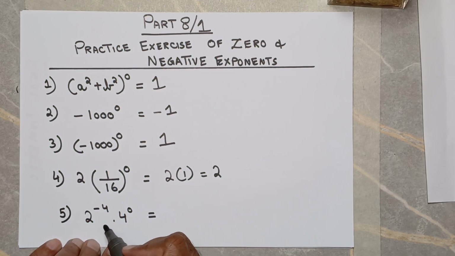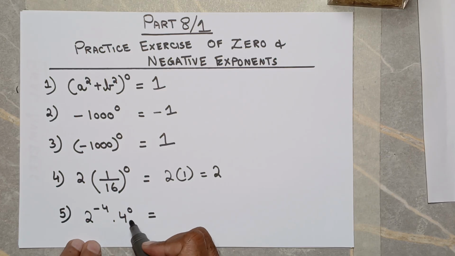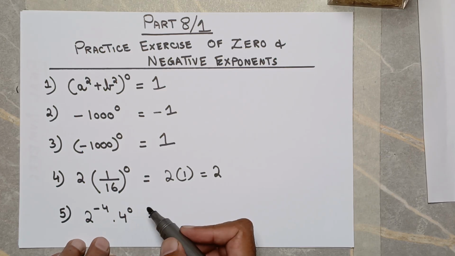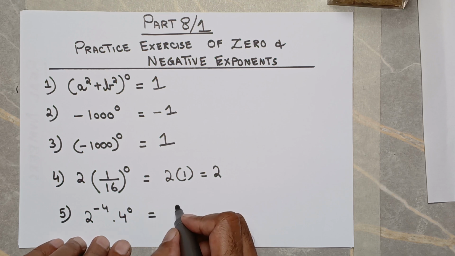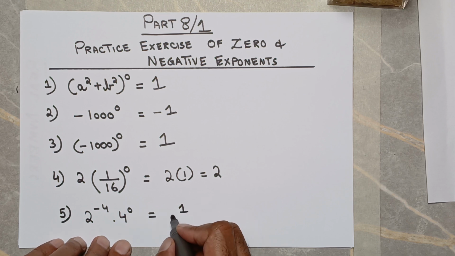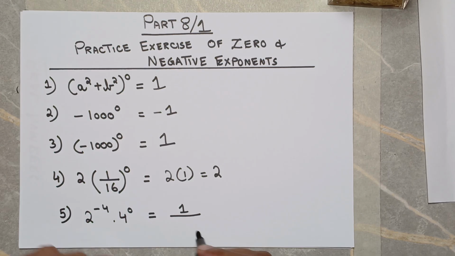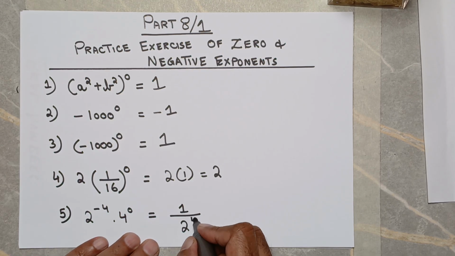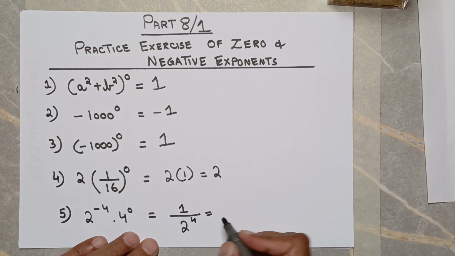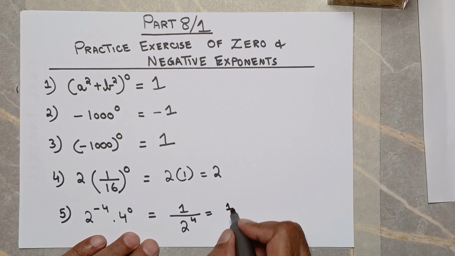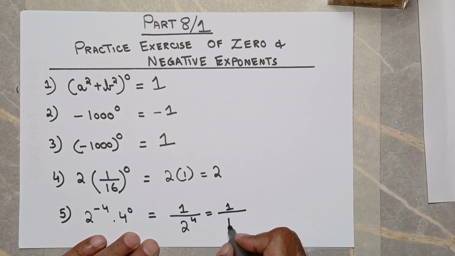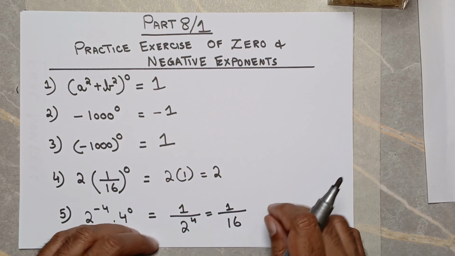In question number 5, 2 raised to the power minus 4, and 4 raised to the power 0, obviously it means 1. And this 2 raised to the power minus 4 will shift downwards toward the denominator side and it will become 2 raised to the power 4. And 2 raised to the power 4 means 1 by 16. That is your final answer.